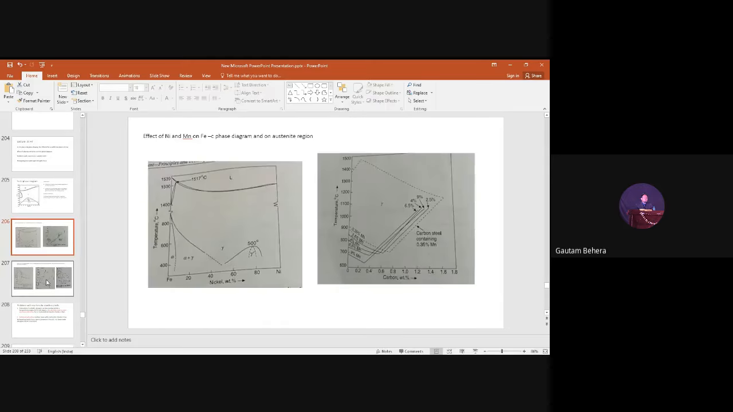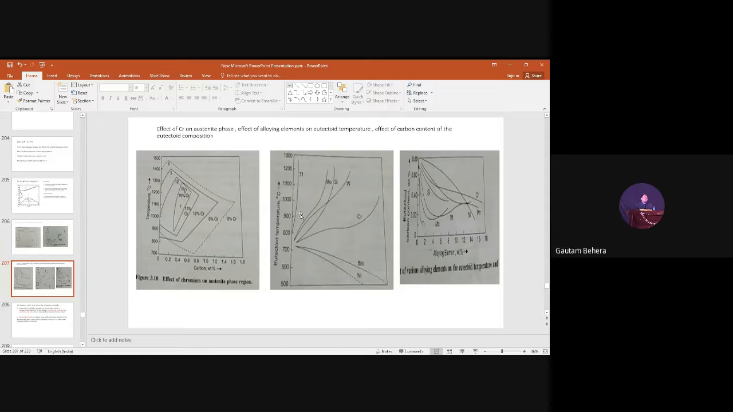And it is pronounced: titanium and molybdenum basically show more rise in the eutectoid temperature. Basically, titanium has more effect, right?